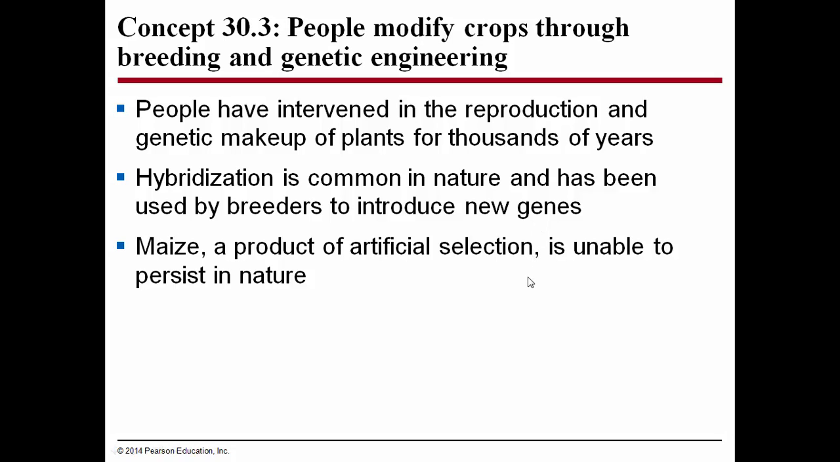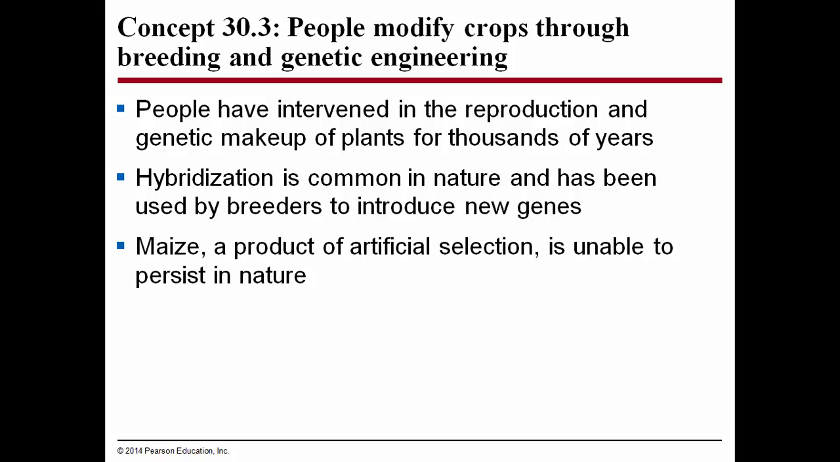People modify crops through breeding and genetic engineering. People have intervened in the reproduction and genetic makeup of plants for thousands of years, probably about 6,000 years. That's the oldest agricultural records of particularly wheat and lentils that were grown in the Fertile Crescent, the area that is now Turkey in the Mediterranean region. Hybridization is common in nature and has been used by breeders to introduce new genes. So it's common to take different strains of plants within the same genus and crossbreed them and produce better strains of plants that are better able to survive.